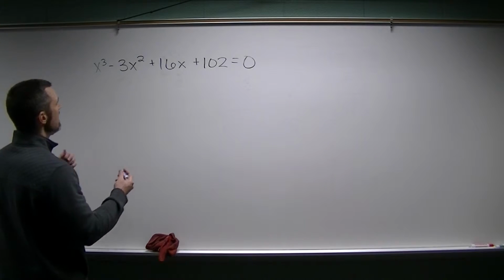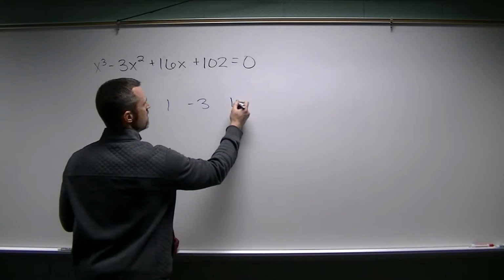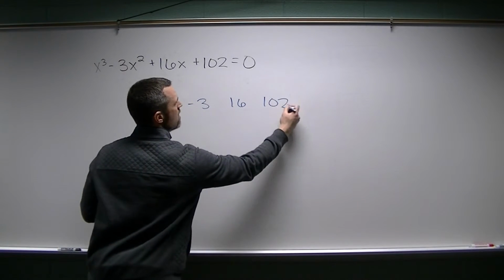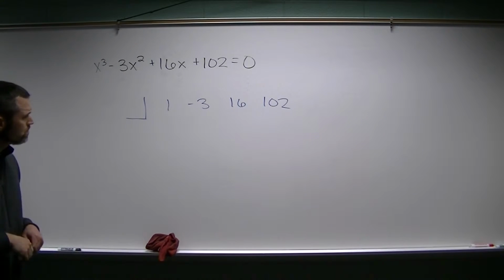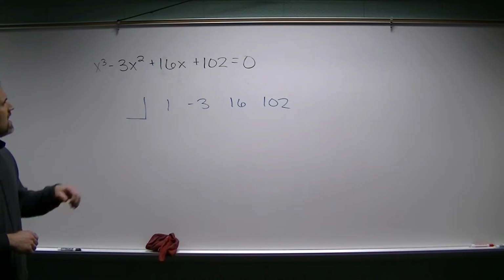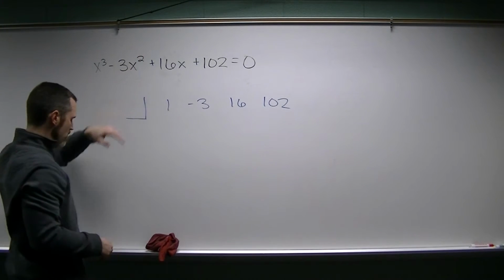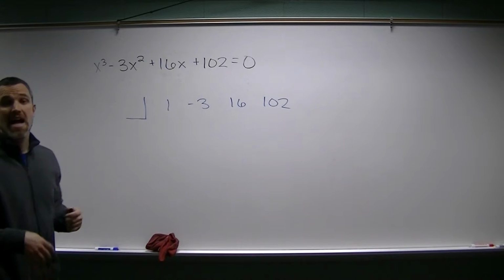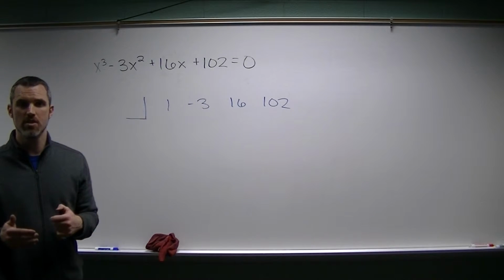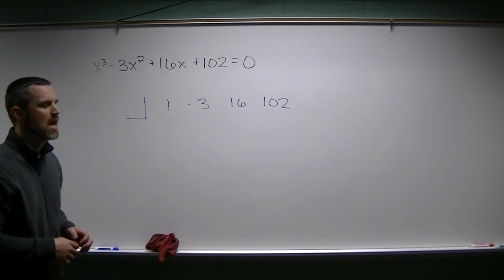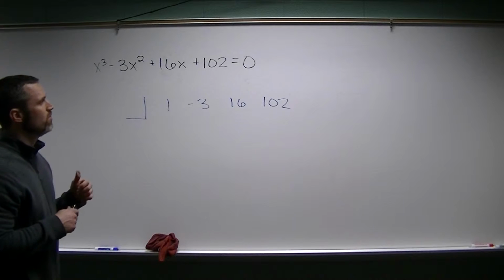So I'm going to go ahead and set that up. 1, -3, just using the coefficients, 16 and 102. And I know I need to divide it by something, so that's what I'm putting there. Keep in mind that if one of these terms actually didn't exist, you'd need to put a 0 in its place. Now I didn't know what to divide it by. I could use a calculator at this point in time to figure out one of the zeros, one of the solutions. I'm not going to do that. I'm going to instead use the rational root test.